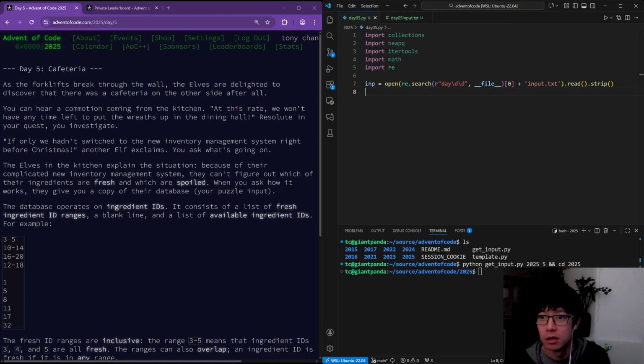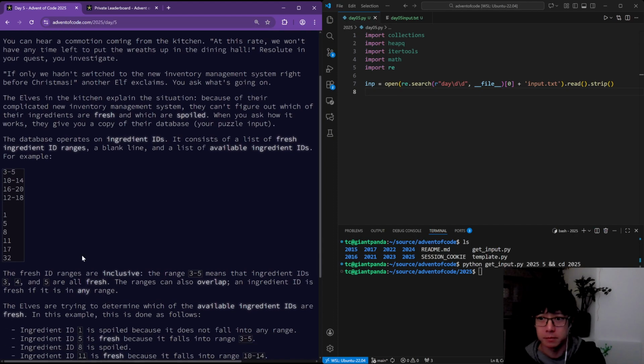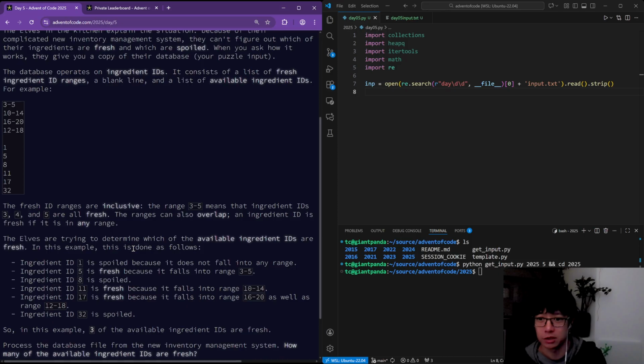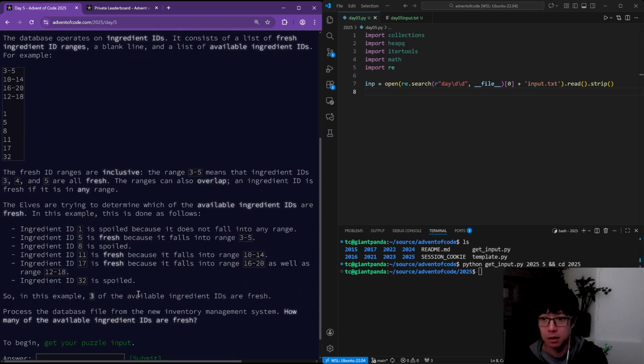Okay, I was thinking because of the complicated new inventory system, we can't figure out which of their ingredients are fresh, which are spoiled. Ingredient IDs. The fresh ID ranges are inclusive, which are fresh. Three. Okay.